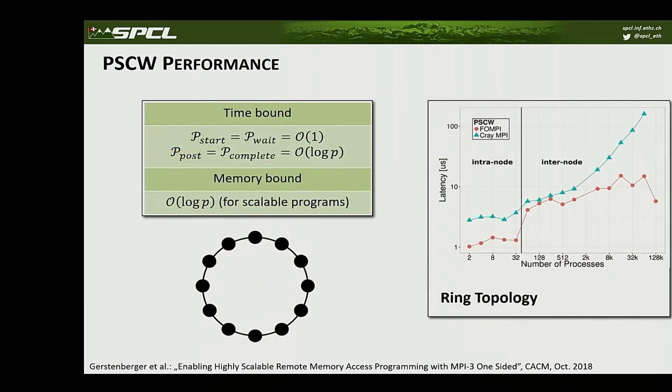It's a quite nice implementation, and you can also see it nearly a factor of 10 faster than what Cray has been implementing. This is the first implementation of post-start complete wait that fully uses the MPI RMA, or the one-sided features of the network card, to implement all of this. It has complex remote queue accesses and all of these fancy things that you can use RDMA for. This is the first part of my talk.